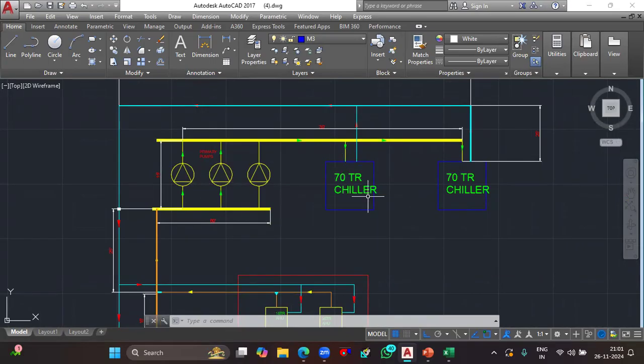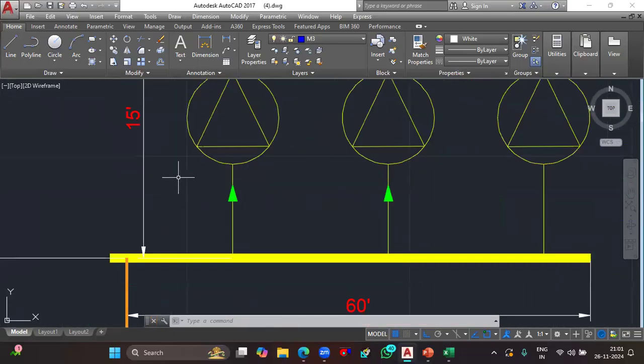That means one chiller will have one pump, and the other chiller will have another pump. But however, here we consider the entire head loss for a single pump.